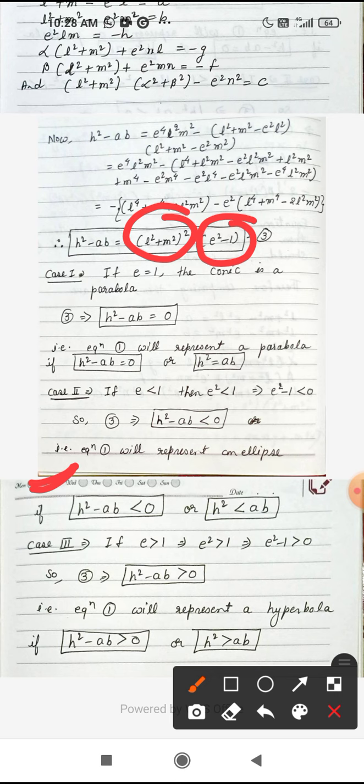Similarly, case 3, if E is greater than 1, the conic will represent a hyperbola. So if E is greater than 1, then E² is also greater than 1, and E² − 1 is greater than 0. So equation 3 implies this term is positive, this term is positive, product of two positive terms is also positive, so h² − ab is also greater than 0. So equation 1 will represent a hyperbola if h² − ab is greater than 0, or h² is greater than ab.